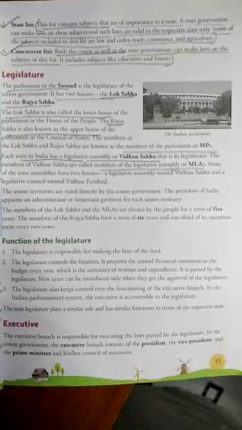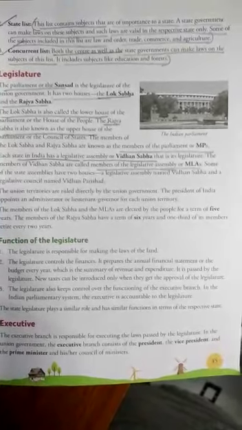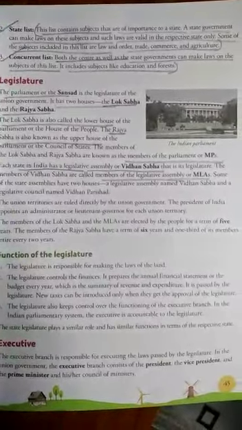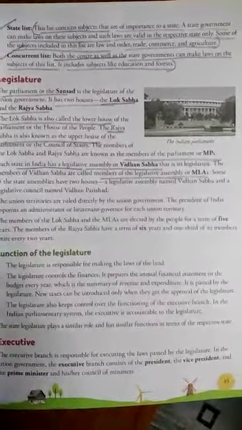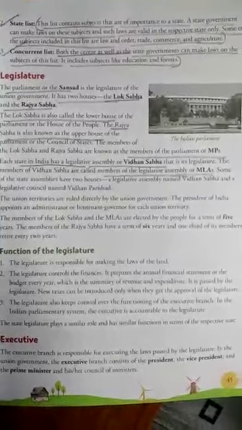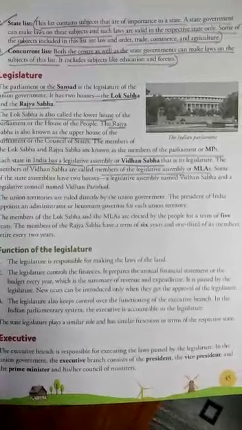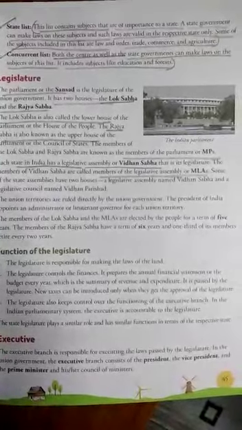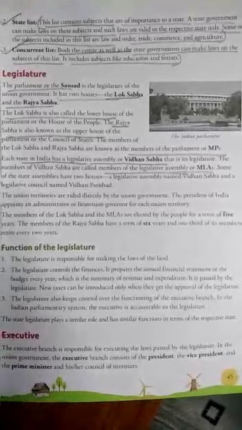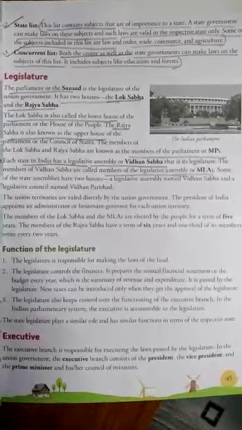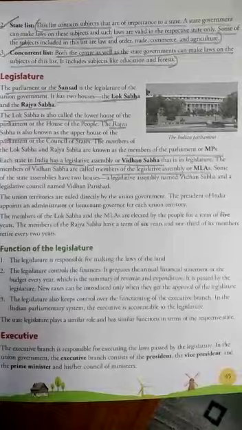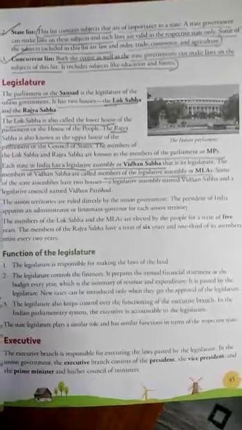Then we have, students, concurrent list. What is it? Students, the issues which are observed both by the state government and central government are discussed in this concurrent list. Okay, it includes subjects like education and forests. These are of importance for center and state both. So these issues have been included in concurrent list.